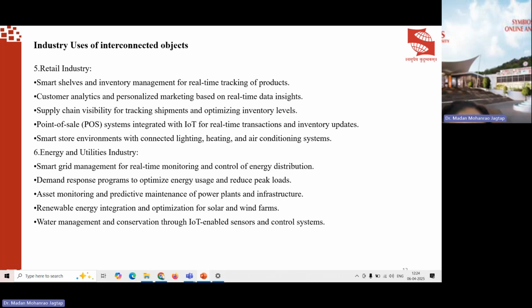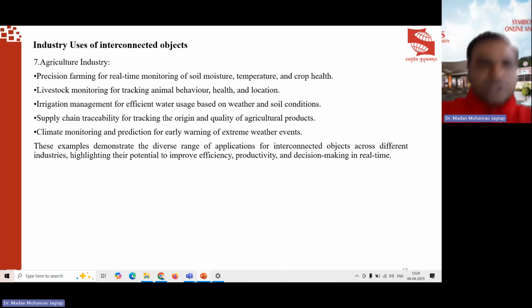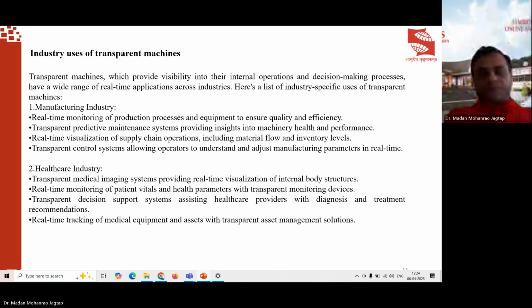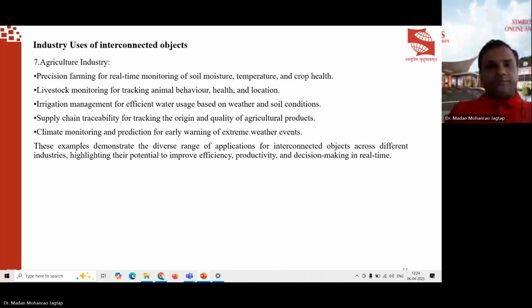We can do water management and conservation to enable sensors and control systems. For water management, whichever sector requires water, we can conserve the water through IoT enabled sensors and control systems.